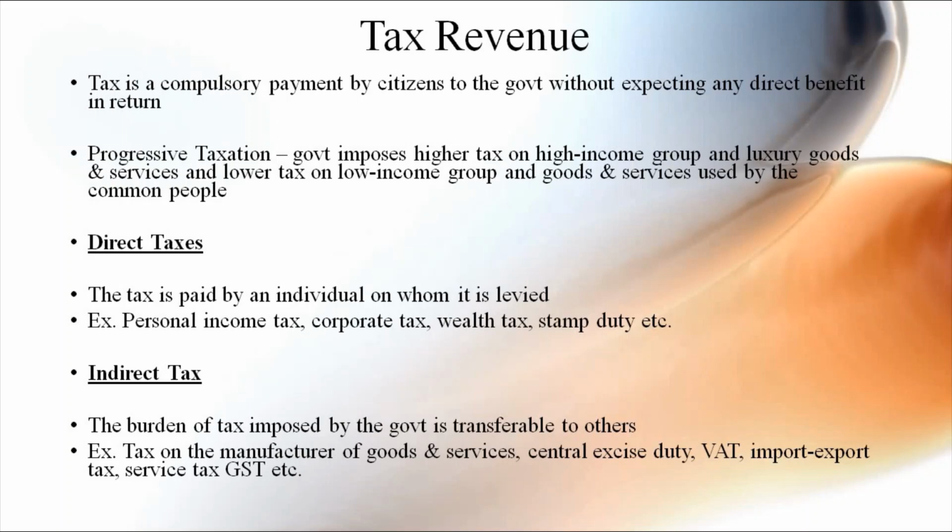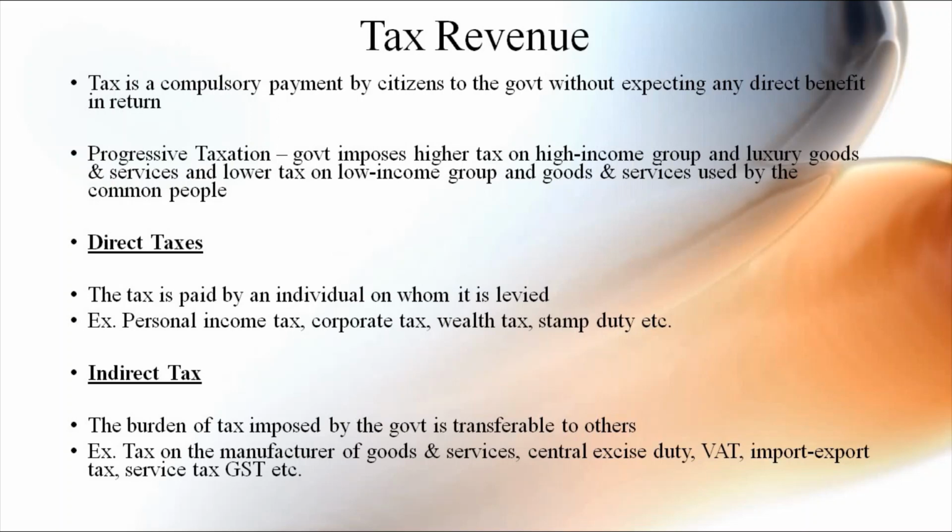This type of taxation is called progressive taxation. What is progressive taxation? Government imposes higher tax on higher income groups and luxury goods and services, and lower tax on low income groups and goods and services used by the common people. This is progressive taxation. There some justice will be there. Rich people have to pay more, poor people have to pay less. So equal distribution is possible here.